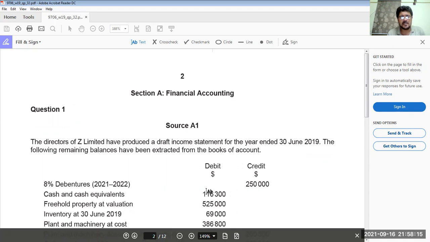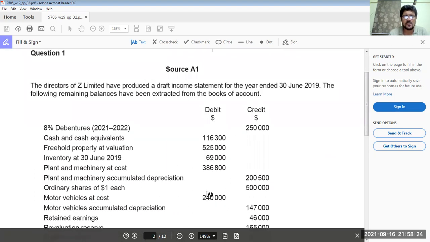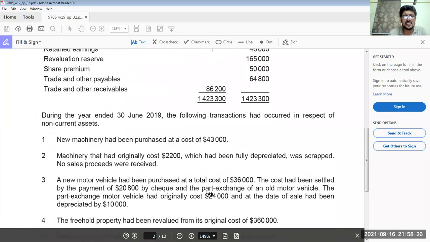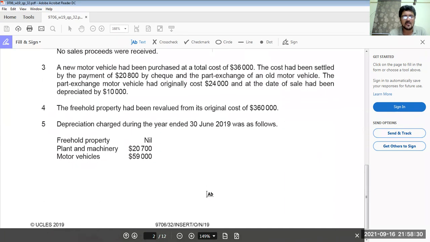The directors of Z Limited have produced a draft income statement for the year ended 30th June 2019. The following remaining balances have been extracted from the books of account. Now, during the year, the following transactions had occurred in respect of non-current assets.